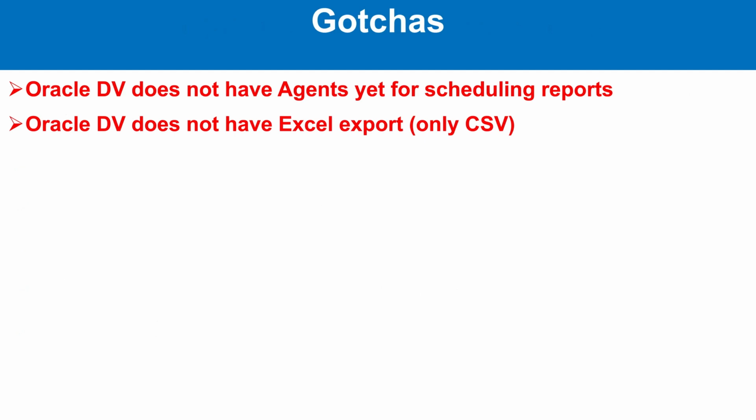Gotchas. These were just a couple of the gotchas that we found so far. Oracle is actively working on making changes to the platform to allow for these to change. OAC does not yet have agents for scheduling reports, although it does provide the classic side. If you do want to keep your agents, at least for the time being, you could use the classic side. OAC also does not have a formatted Excel export. It does, however, provide a CSV export at this point.